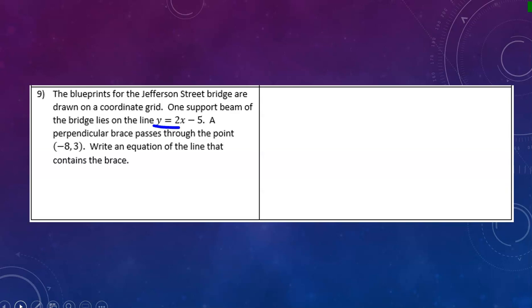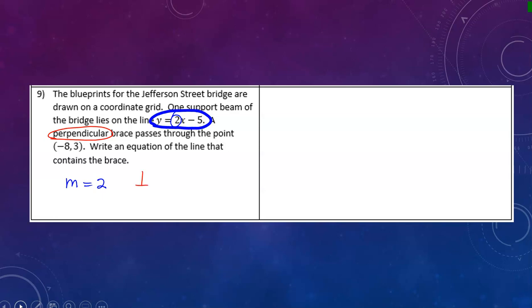So here's my equation, y equals 2x minus 5, and what I want to do here is figure out the slope. So I'm looking for the number next to x, which is 2. So the slope of the line that we're given is 2. However, when you look at the problem, it's asking us for a perpendicular line. So I'm not going to use the slope of 2, that's what I would use if it was parallel.